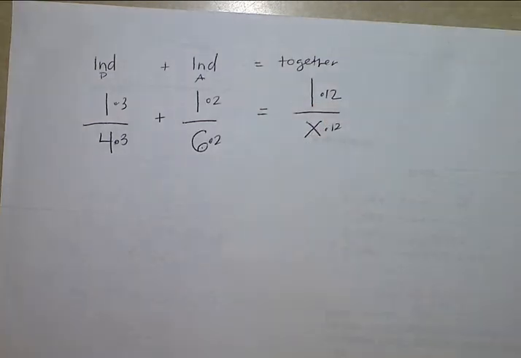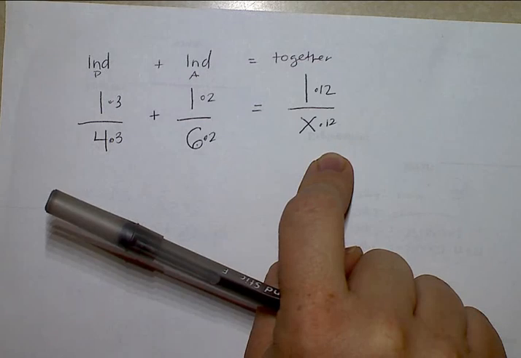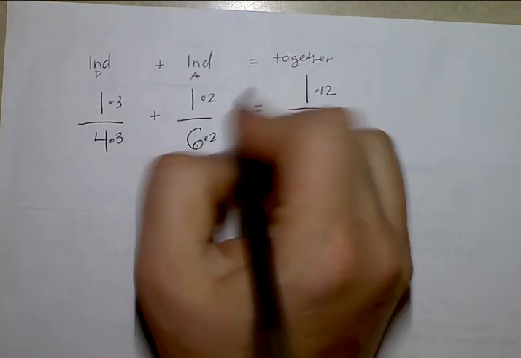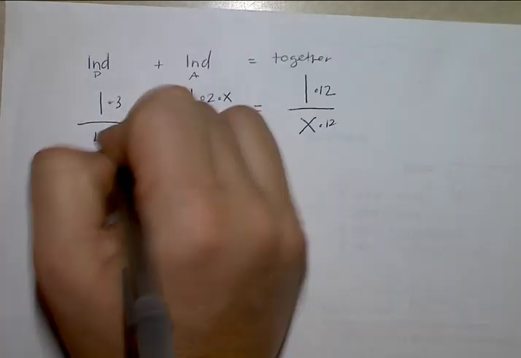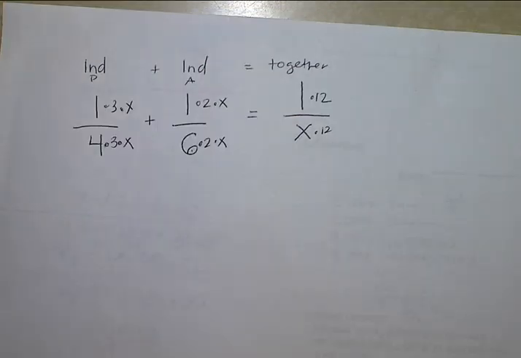Okay, now they all have 12s on the bottom. What's the next thing they all need? They all need an x, because there is an x in the bottom. The last section has an x, but these two are missing. Times x, x, and x. So each of the sections now contains 12x.